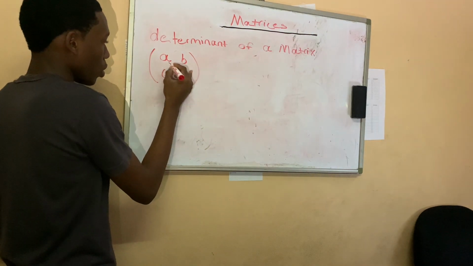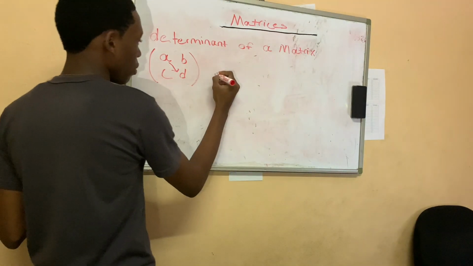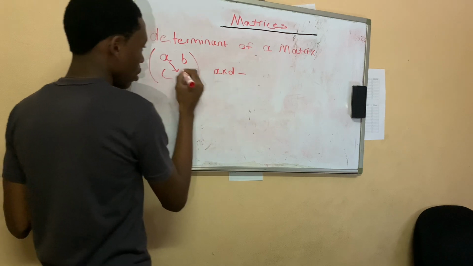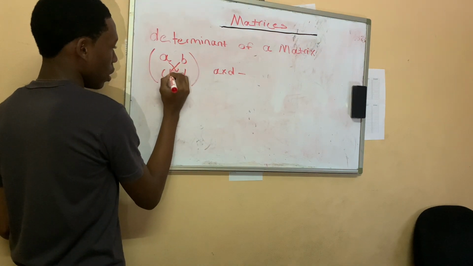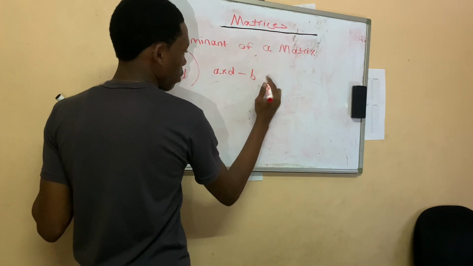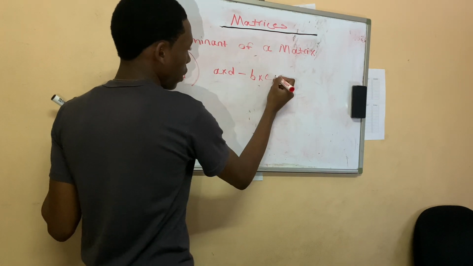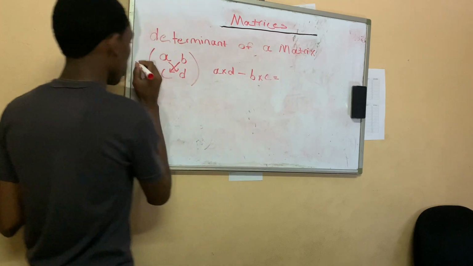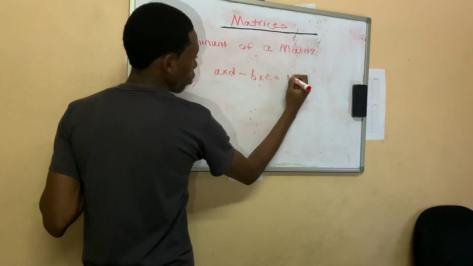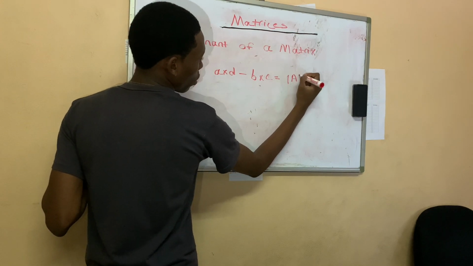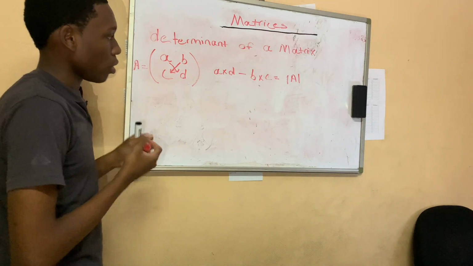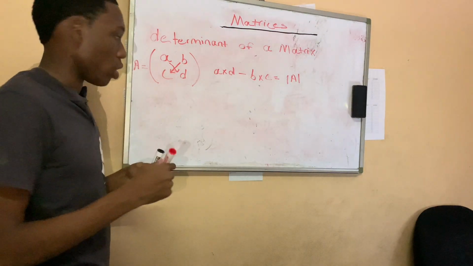First thing first, we're going to multiply A times D minus multiplying B times C. And then you get the determinant of matrix A. So let's try another one.